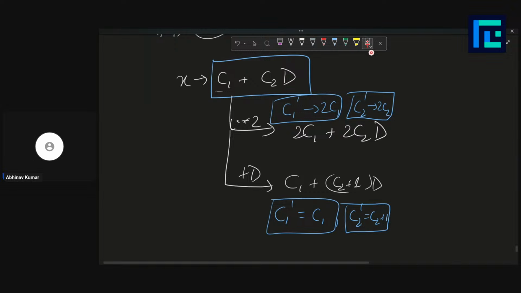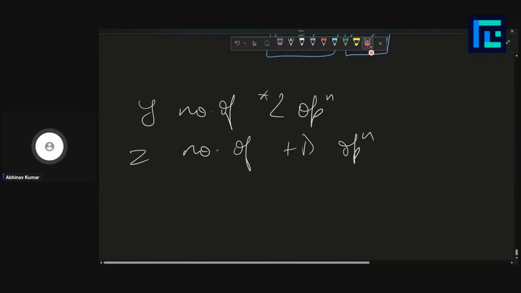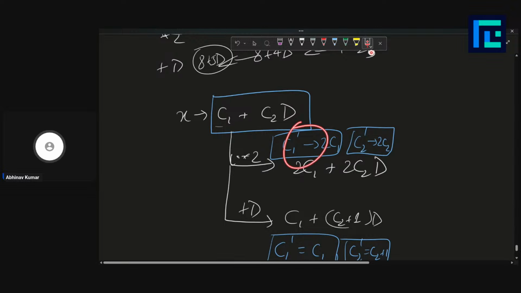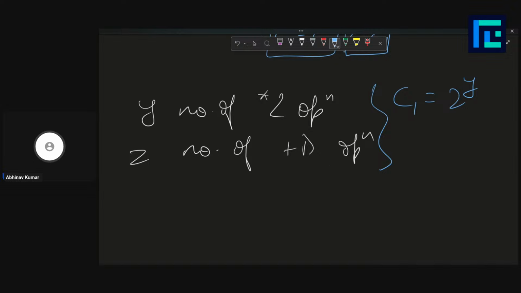C1 is only changing with into 2 operations. You start with C1 equal to 1. Whenever you get an into 2 operation, it doubles. So with y number of operation 2, your value of C1 would be 2 to the power y. For each into 2 operation your C1 doubles, and for y operations, your C1 becomes 2 to the power y.